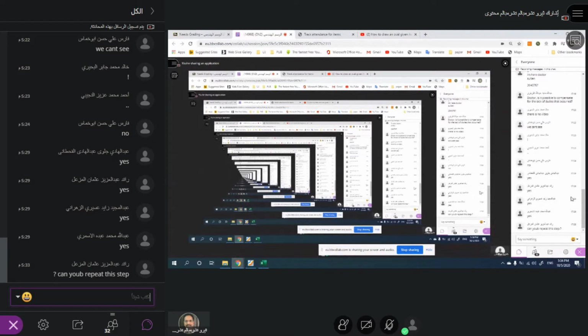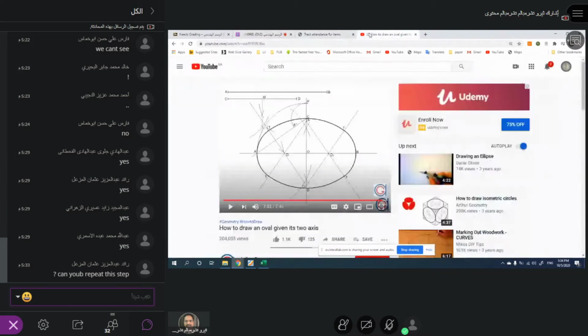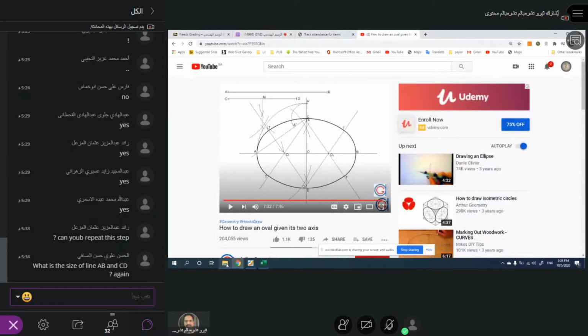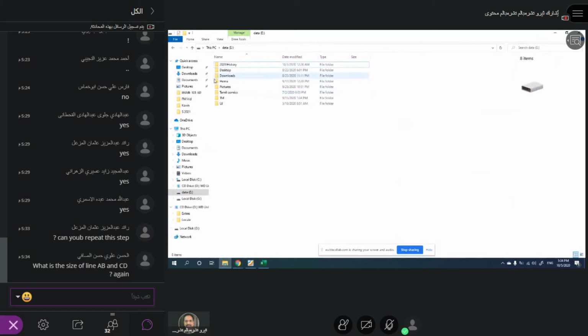Can you repeat the step? Okay, we'll do this once more again. Let me show you how they did this, because this will take time. You have to first see this slowly, because the same steps. Last time I told you how to draw the tangent, right?